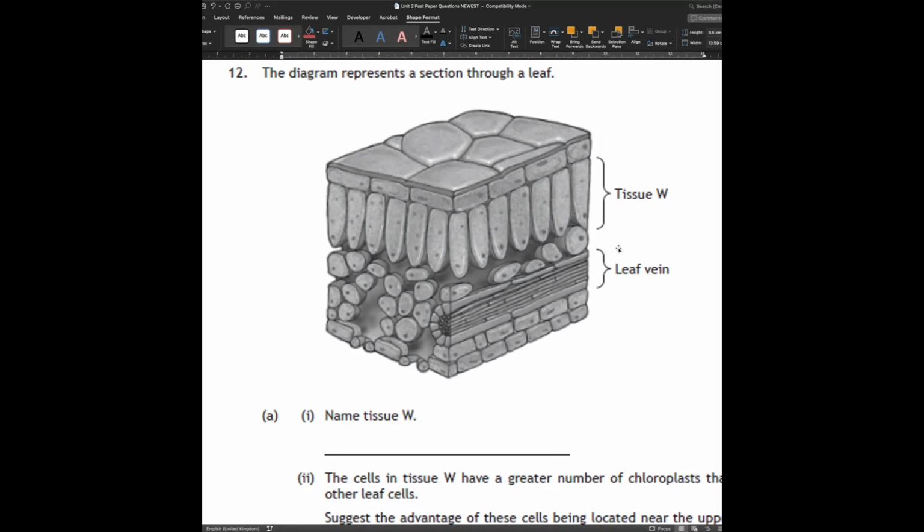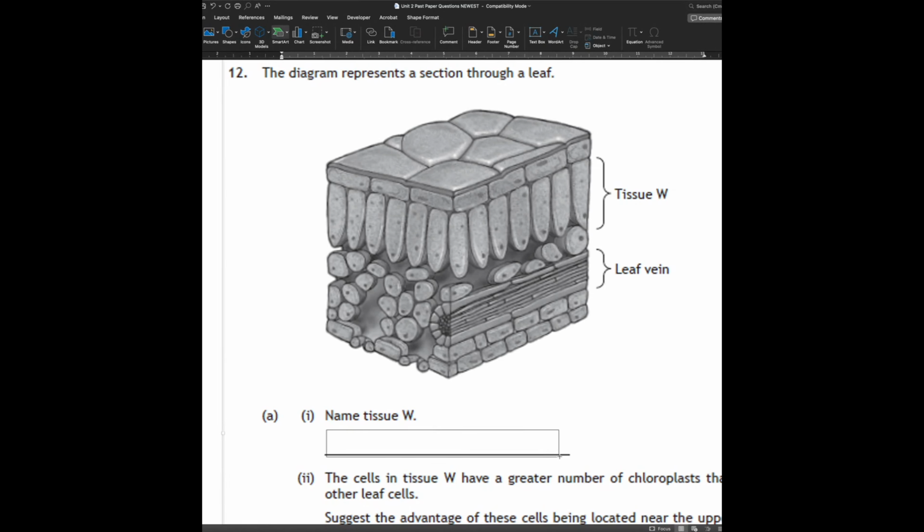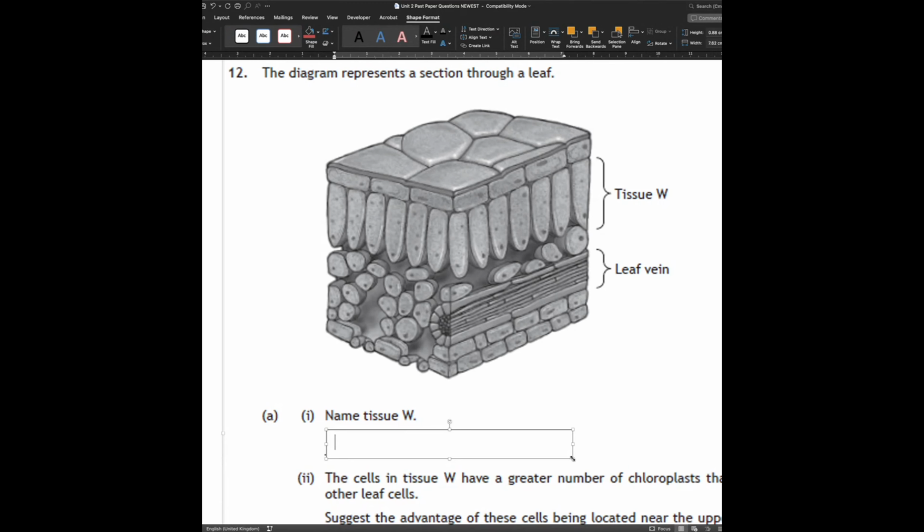Let's have a look at this one here. This is quite a good one based on what we just learned about. So we've to name tissue W from this cross section of a leaf. Now tissue W, if we have a look, it's got cells which are nice and long, and they appear to have several chloroplasts in them. And if you can remember from earlier on, that is the palisade mesophyll.